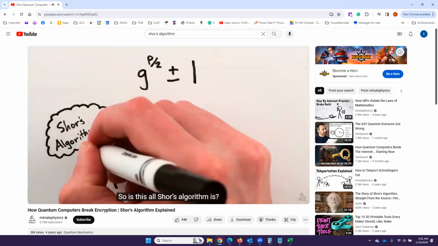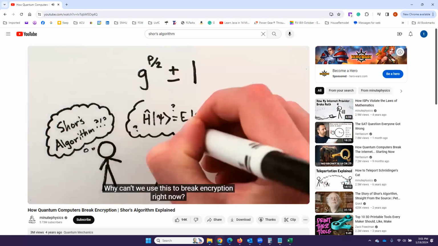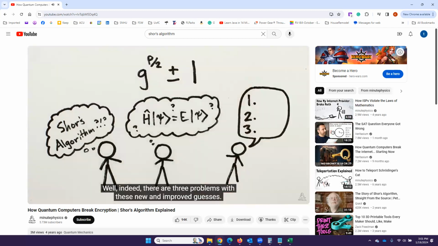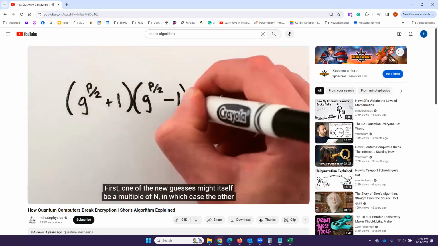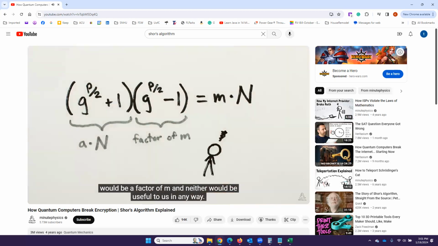So, is this all Shor's algorithm is? Why can't we use this to break encryption right now? Where's the quantum mechanics? Well, indeed, there are 3 problems with these new and improved guesses. First, one of the new guesses might itself be a multiple of n, in which case the other would be a factor of m, and neither would be useful to us in any way.